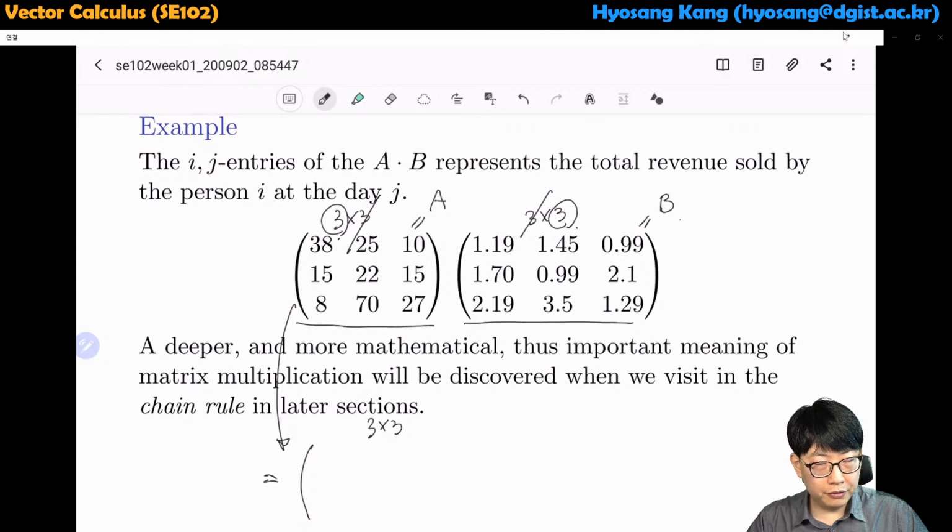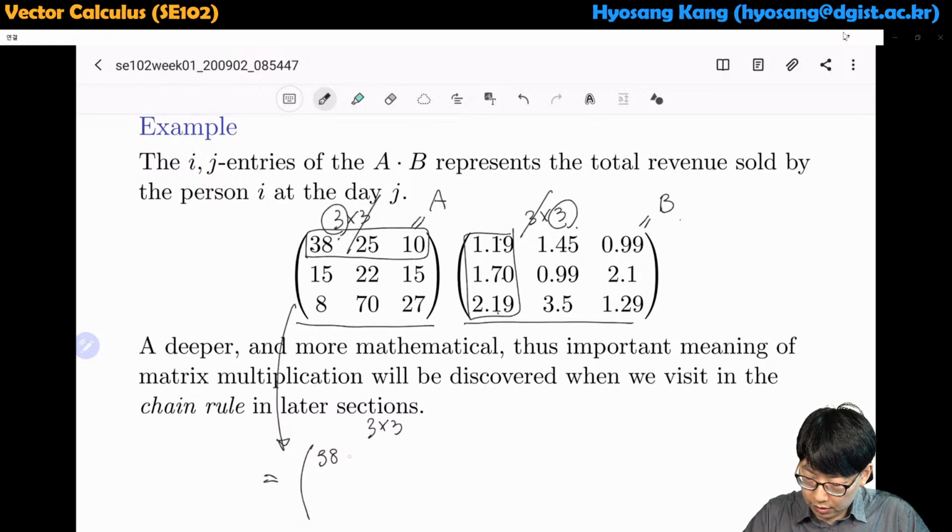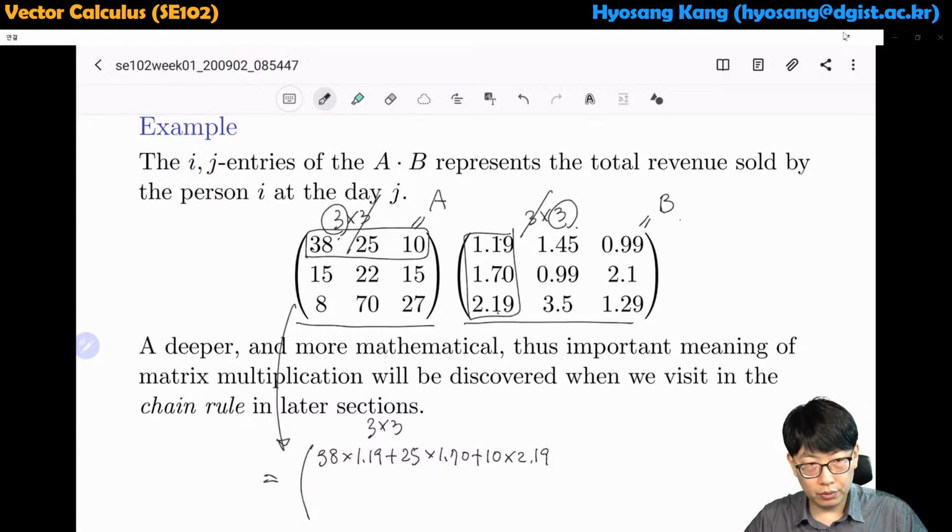So what's the first row, first column entry of A times B? You take the first row of A, the first factor, and the first column of the second factor, and then multiply side by side and add everything. So for the first row, first column, it's 38 times 1.19 plus 25 times 1.70 plus 10 times 2.19. So you're going to compute that, and then the rest are similar.